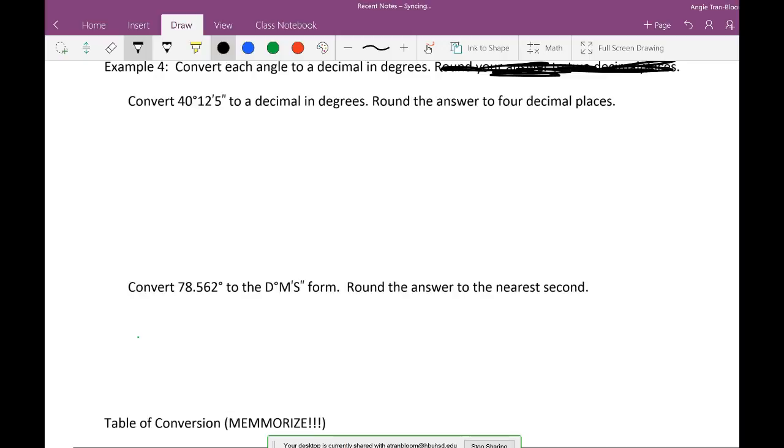Here we go. Ready? Convert each angle to a decimal in degrees. So your final answer all has to be in degrees. And we just crossed this out because that was double the directions. Letter A. Convert 40 degrees, and then there's a 12 with one tick mark, and then there's a 5 with two tick marks. Up to now, the one tick mark represents what?